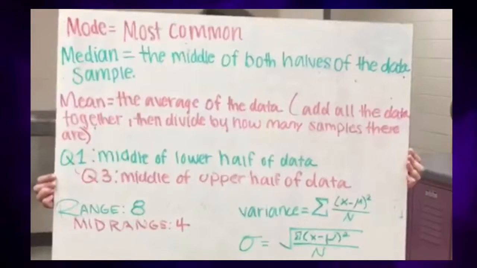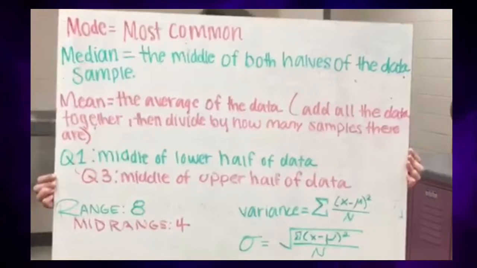So these are measures of central tendency and spread, as well as the variance and the standard deviation for our data set. The mode is the most common number that occurs in the data set, which for us was 0. The median is the middle number of both halves of the data set, and for us that was 1. The mean is the average of the data set, where you add up all the numbers and divide by how many numbers there are, which for us was 1.4.